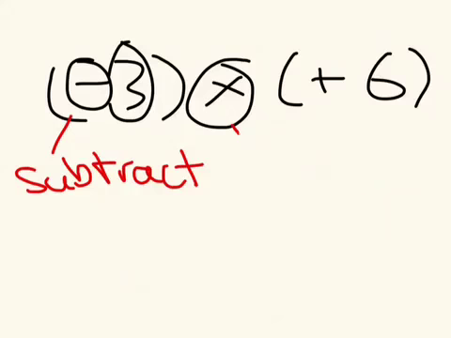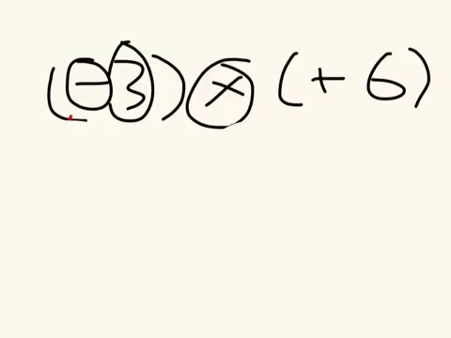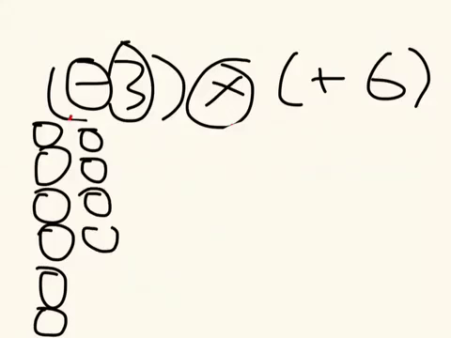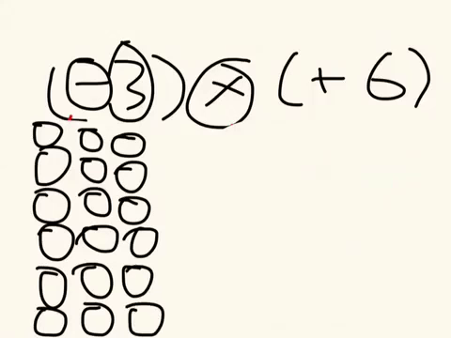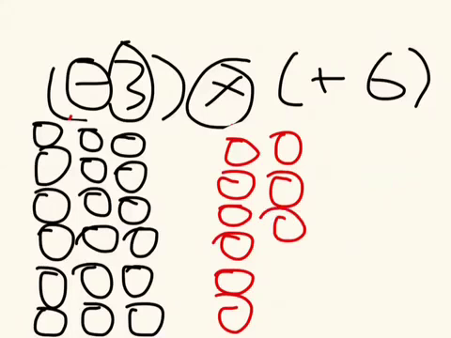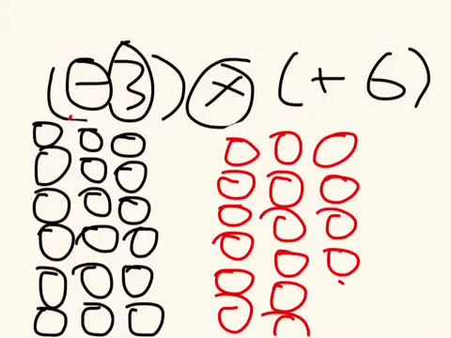So we need to subtract 3 groups of +6, but where are we getting those 3 groups of +6? We're going to have to make those as 0 pairs. So 3 groups of +6. One group of +6, 2 groups of +6, and 3 groups of +6. But we brought in +6s, so now we need -6s to make up a 0 pair. So 1 group of -6, 2 groups of -6, and 3 groups of -6.